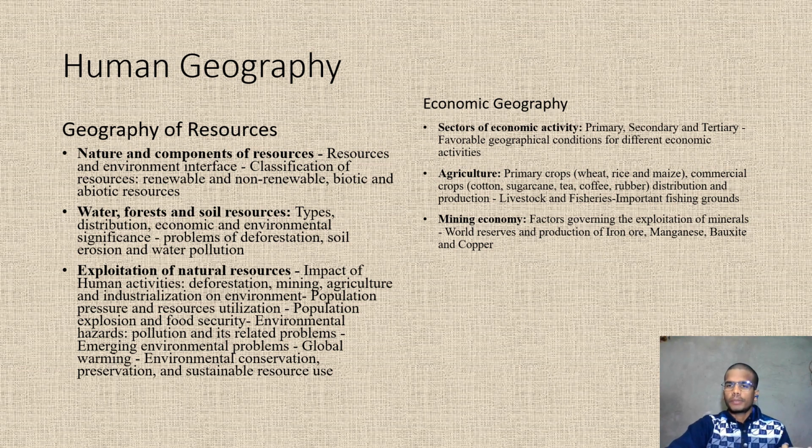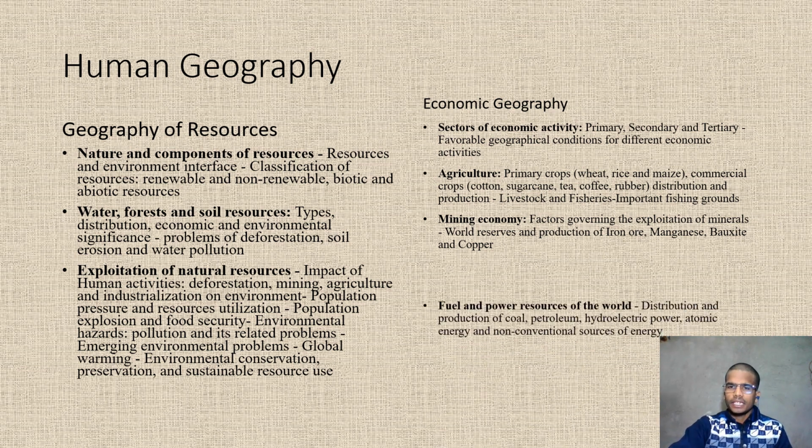Then in agriculture, what are the primary crops, commercial crops, and distribution and production of livestock and fisheries, important fishing grounds. So you need to know facts like the top 5 producers of meat, rice and maize, and also the export and import from those countries to India and India to abroad. Then in mining, you need to know the areas of iron ore, manganese, bauxite and copper in the past as well as in the present. So that would be all for mining activity.